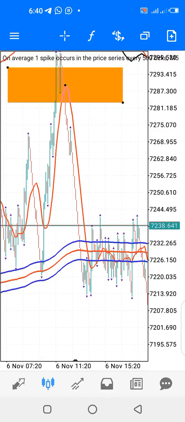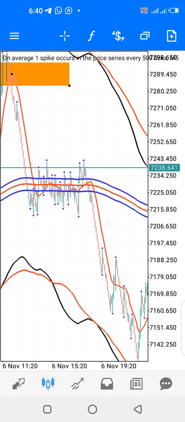Okay, before coming down, it gets to this moving average band and consolidates. So if you are going to sell, you allow the flag breakout.